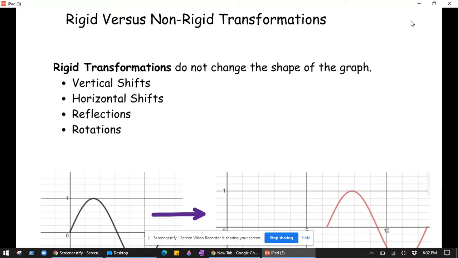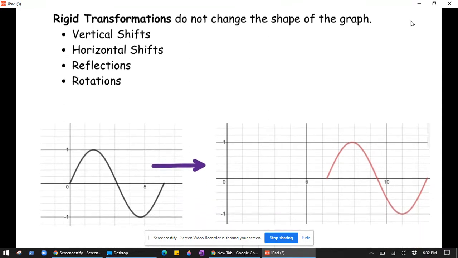So a rigid transformation is a transformation that does not change the shape of the graph. It'll change location, it may change a little bit of orientation, but it's not going to change the shape. So vertical shifts, horizontal shifts, reflections, and rotations are all examples of rigid transformations. And I have here just an example of a shift, which you can see doesn't change the shape of that graph, just where it is.